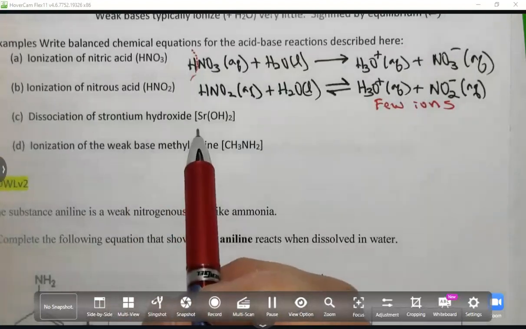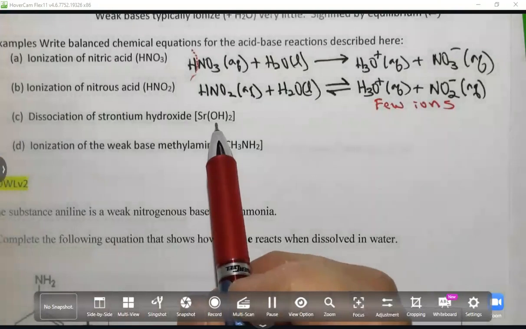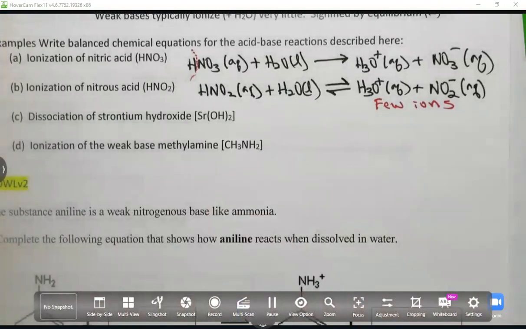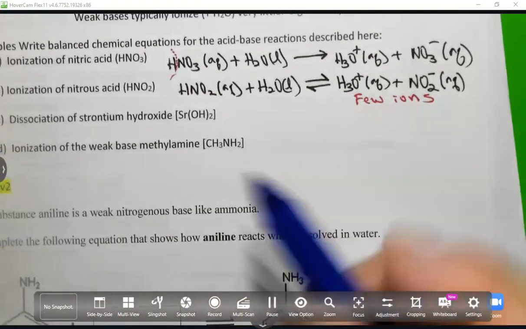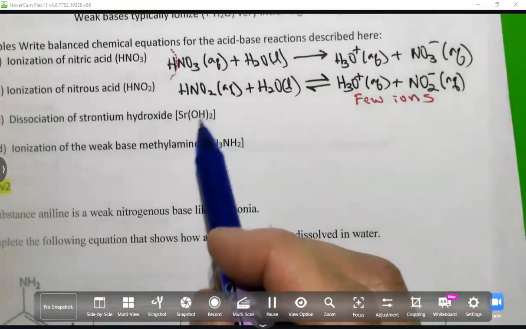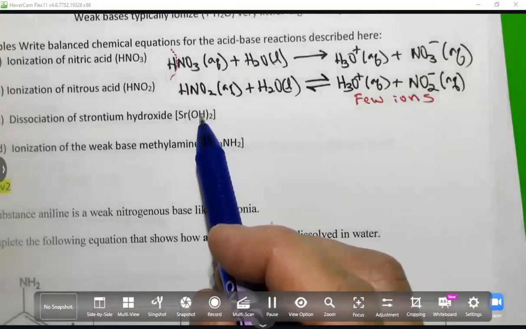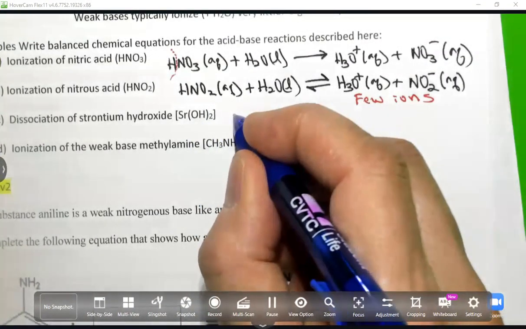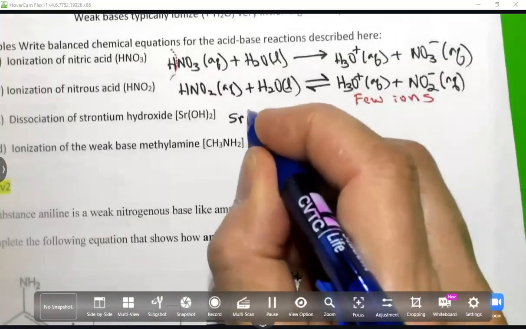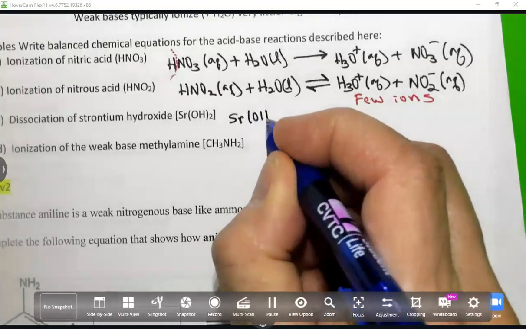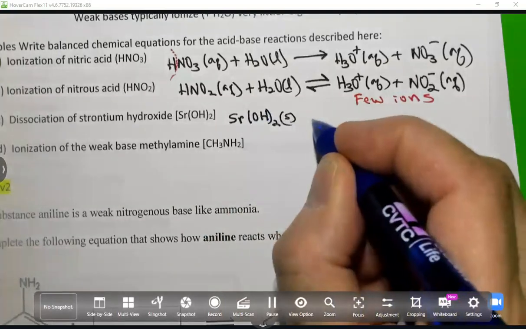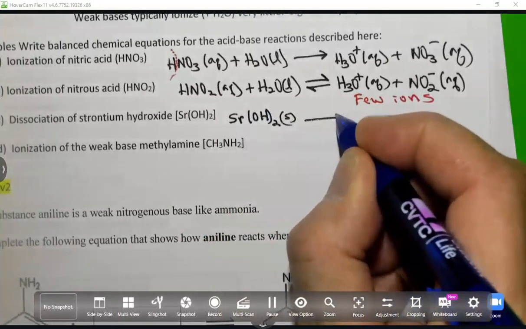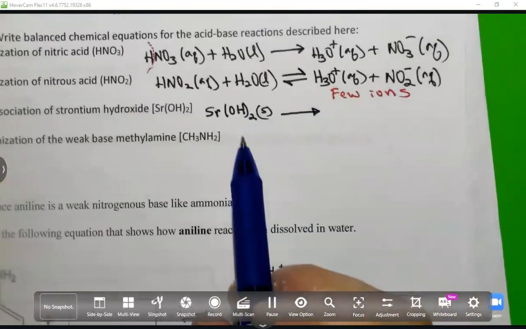Strontium hydroxide is a strong base. What is that going to do in water? If you have a strong base, you have to get hydroxide ions, right? So this is what we did for lab this week. We could have used this as a solid. No, I actually put it as a solid for here. 100% splits up into its ions.